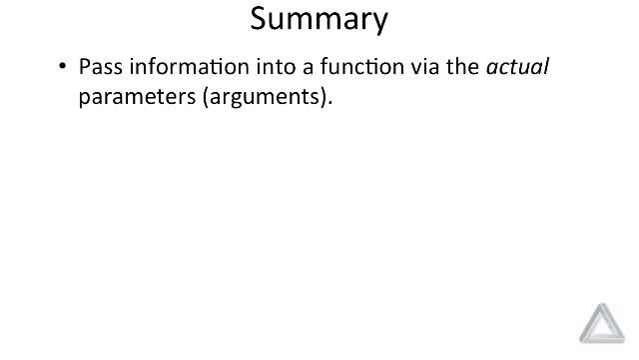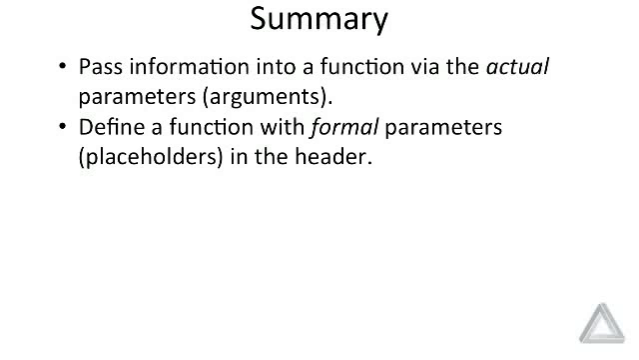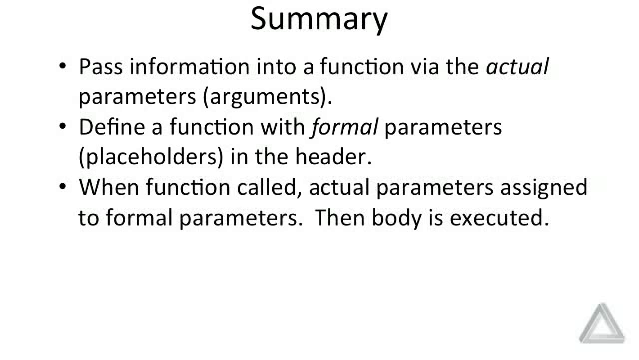When we use a function, we pass information in using the actual parameters or the actual arguments. We give the function name, open parentheses, and then the collection of actual arguments, then close parentheses. Now remember, when we define the function, we provided formal parameters, and these are identifiers that serve as placeholders. And when we actually call the function, the actual parameters are assigned to the formal parameters, and then the body of the function is executed.